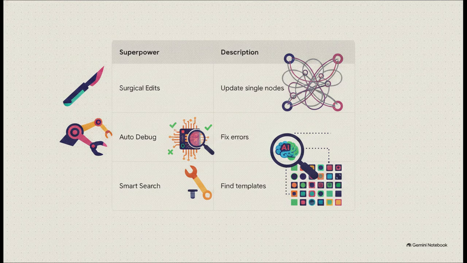Then there's autonomous debugging. The AI can literally read your latest failed execution logs and patch the error directly in the instance. Plus, Smart Search lets the AI filter through those 2,700 templates we talked about, sorting by complexity or even target audience to find the perfect starting point.